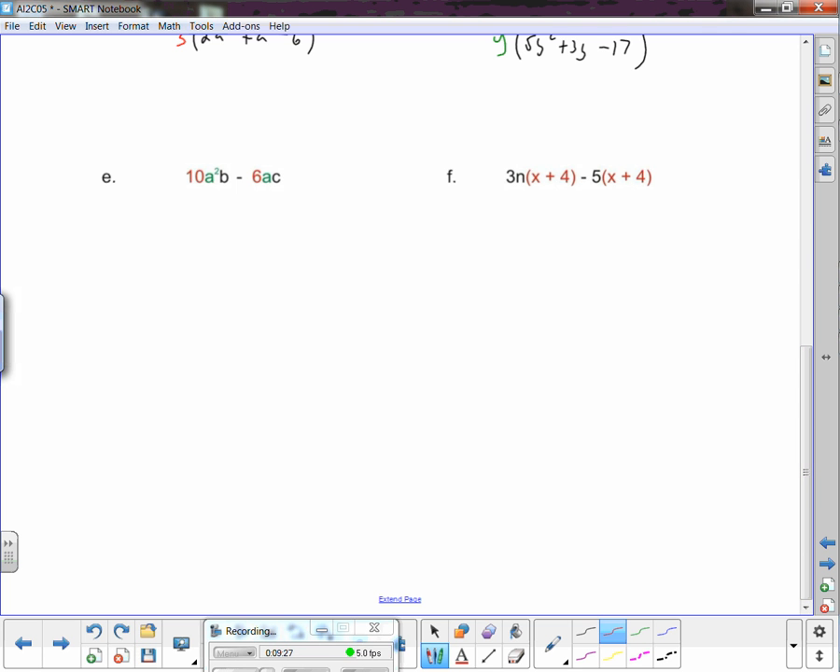Now we got a couple things that you can factor out. So you got numbers you can get out, and you got variables you can get out. So just factoring out the common factor. Okay, so hopefully on this one, what do we end up with? A 5ab minus 3c. 5ab minus 3c.